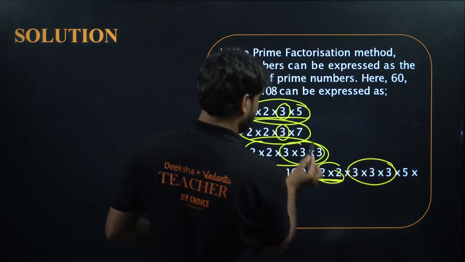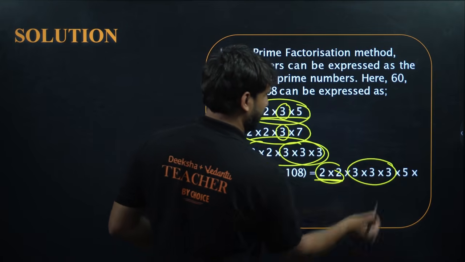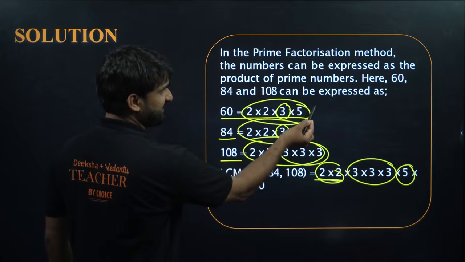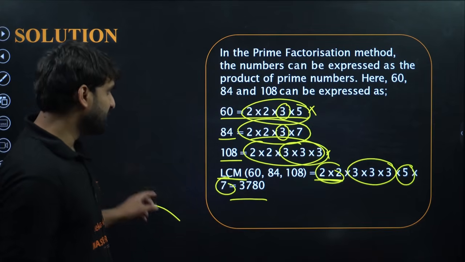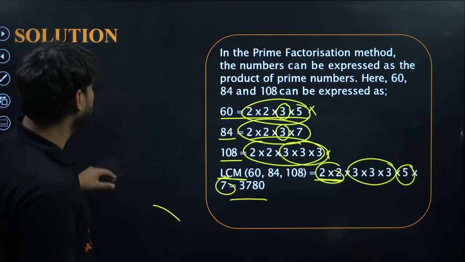And 5: here is only one 5, here there is no 5, here there is no 5, so only one 5 is there. 7 is here, but 7 is not present here and here, so only one 7 is considered. So 3780 is the correct answer. 3780.